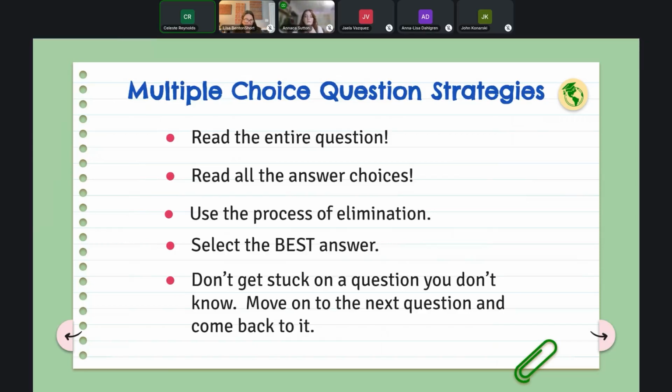If they get stuck on a question they don't know, they should move on, and they can always come back, even on the digital exam. Just remind them they can move back and forth. I always tell my students, if you don't know it and you're spending a lot of time trying to think about the right answer, move on. You might get clues, or another question might remind you of the right answer, and you can always come back to it. That's important too. Next slide, please.